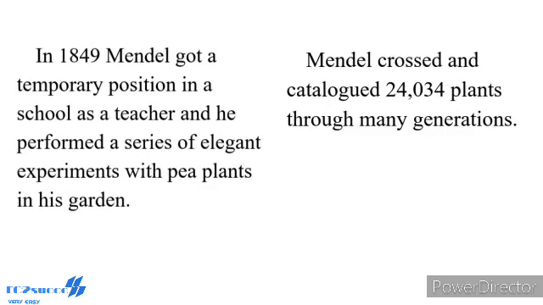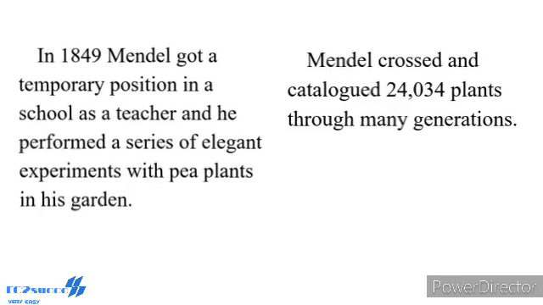In 1849, Mendel had a temporary position in a school as a teacher and he performed a series of elegant experiments with pea plants in the garden. In 1856, he started his historic studies on pea plants. 1856 to 1863 was the period of Mendel's hybridization experiments on pea plants. Mendel discovered the principle of heredity by studying the inheritance of 7 pairs of contrasting traits of pea plant in his garden. Mendel crossed and catalogued 24,034 plants through many generations.